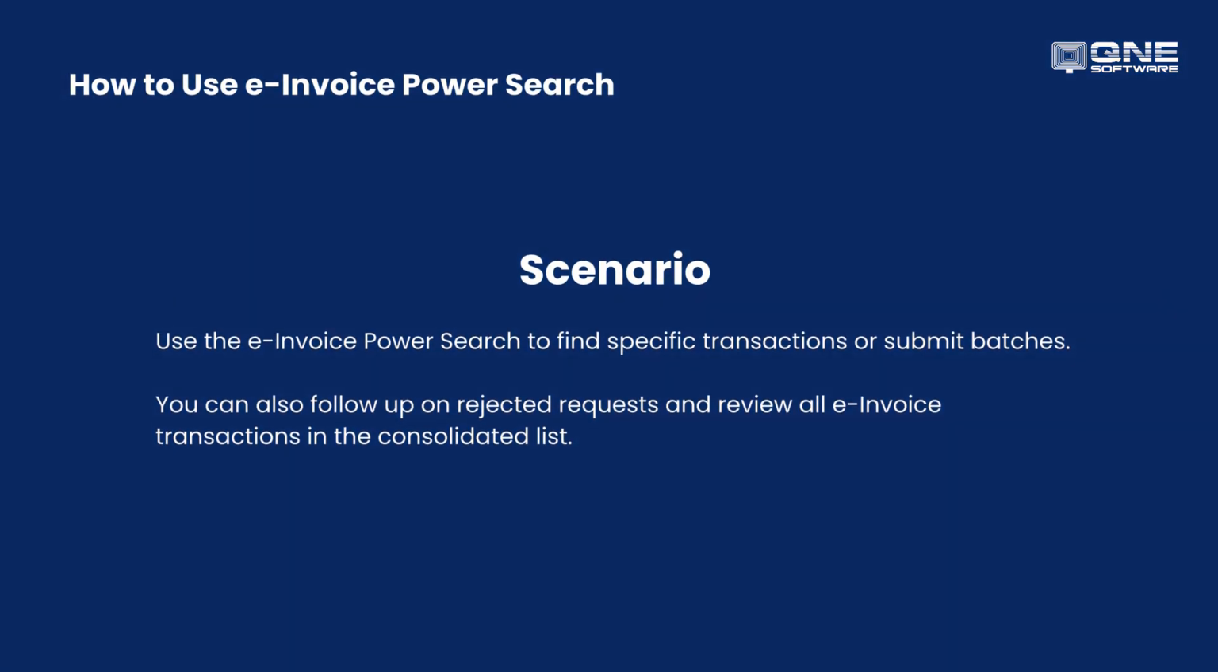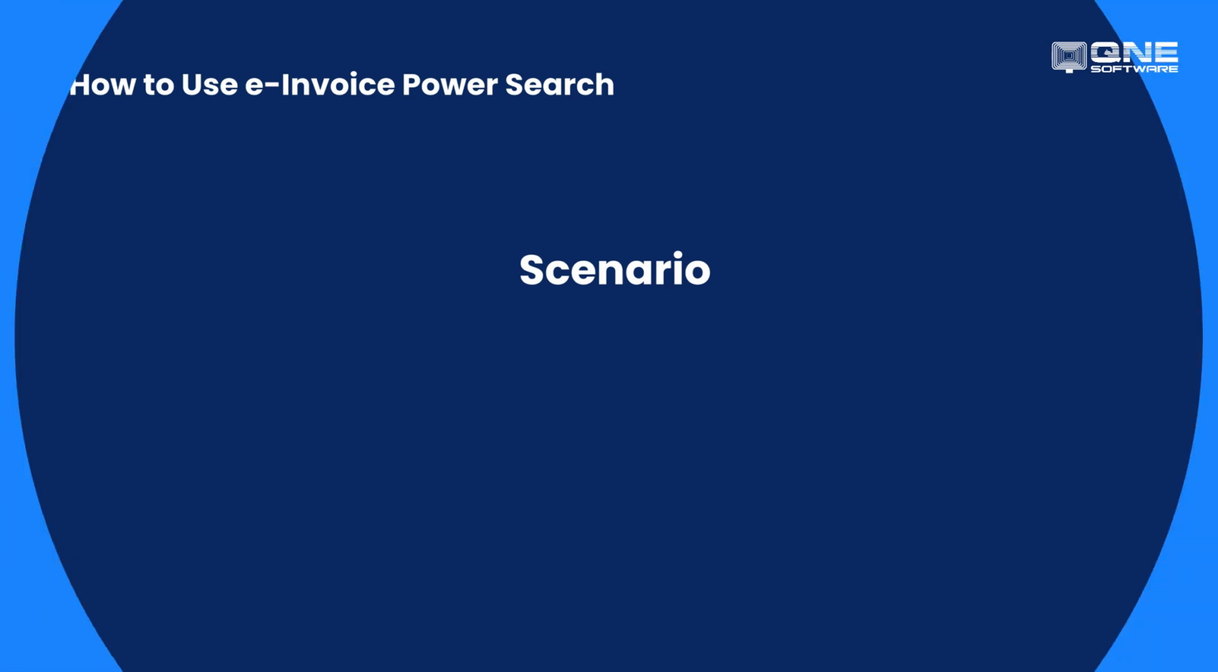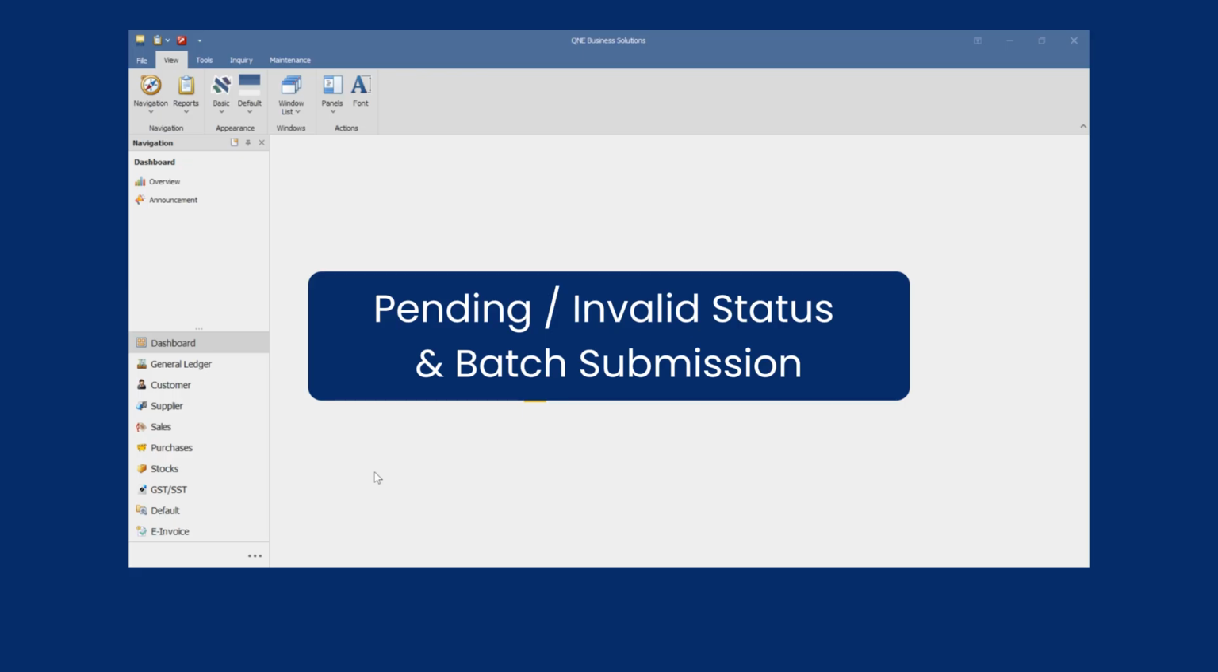Scenario: use the e-Invoice Power Search to find specific transactions or submit batches. You can also follow up on rejected requests and review all e-invoice transactions in the consolidated list. Solution: pending or invalid status and batch submission.